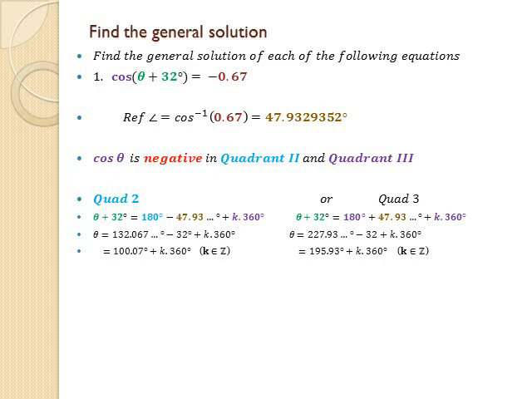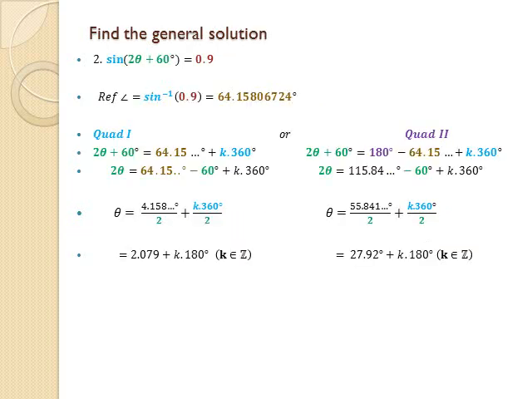Let's look at problem number 2. Right, so number 2, I have sine 2 theta plus 60 equals 0.9. So reference angle equals sine negative 1, 0.9 goes in, shift sine. That's the reference angle I get, right? Now take note, I wrote out the whole thing. I'm only allowed to generally round off in my final answer, right? Rounding off before the time, decimals can have a significant effect on what we are doing.